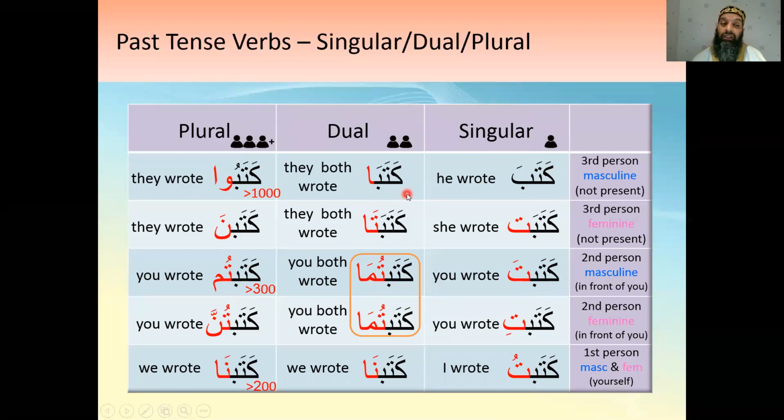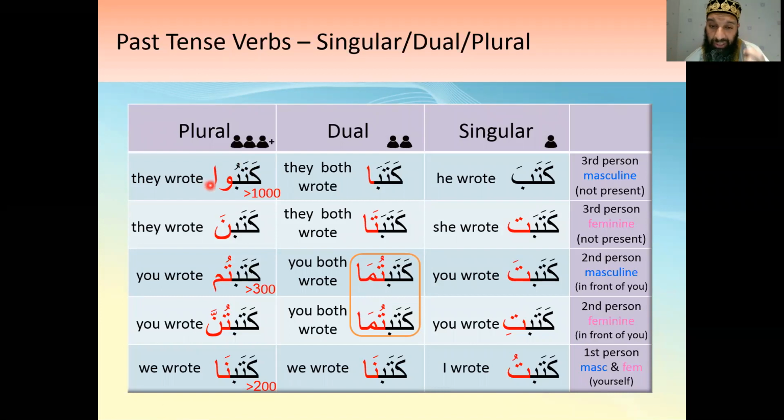Kafara. Them two disbelieved. And look at this one. How do you say they all disbelieved? Kafaru. So kafaru means they all disbelieved. Ja'alu, they all made. Khalaqu, they all created. Sami'u, they all heard. So the u makes the past verb into they all did it.